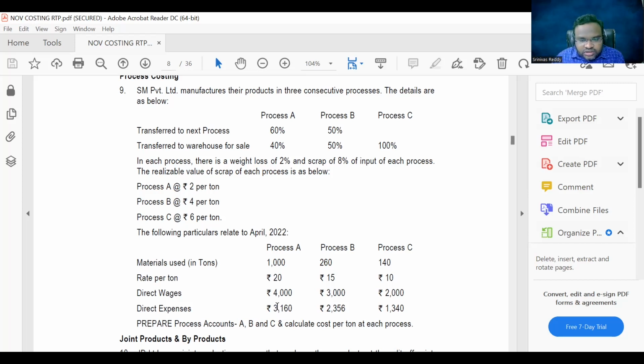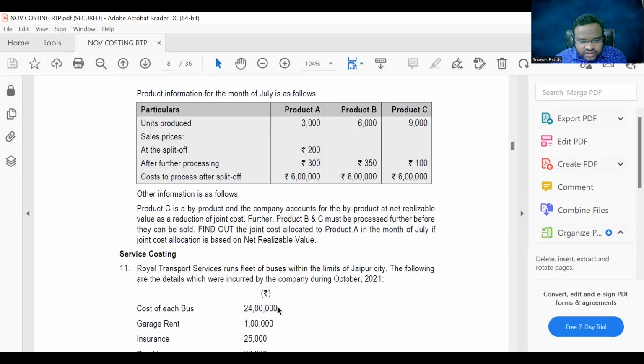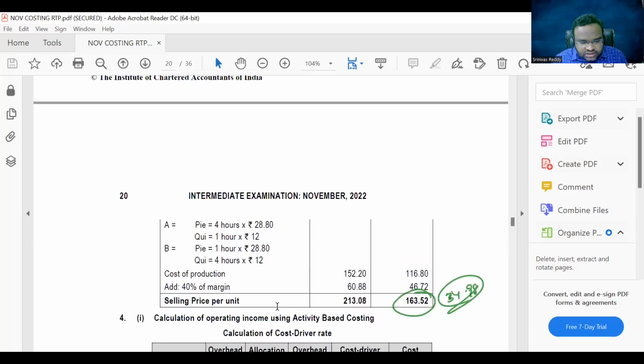Out of the 900 units, 60% will go to process B, 40% will go to the warehouse. So 30 into how many units? 900 into 60%, 540. So 540 into 30, 16,200. Correct? I will show you the answer.